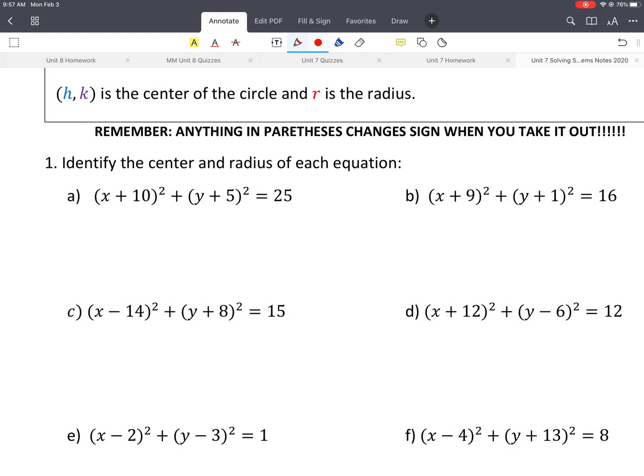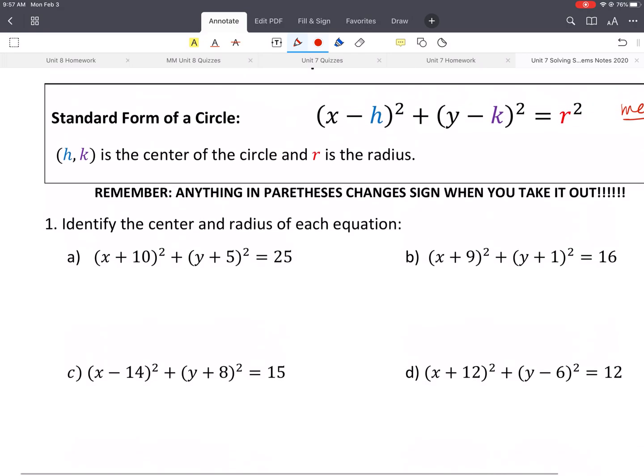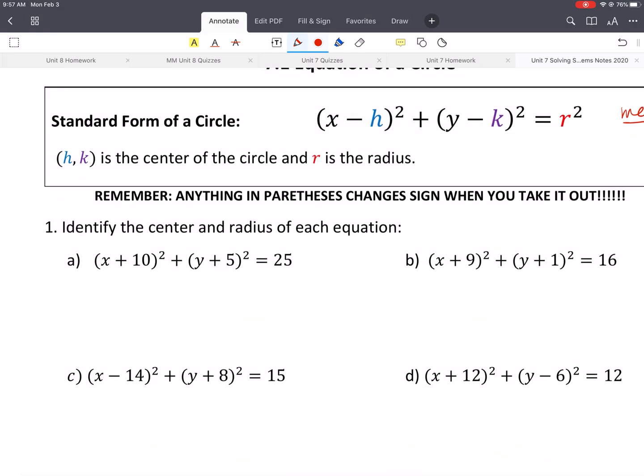So you'll have lots of problems and practice with that on the homework. But they want us to identify the center. Well, we know the center is h and k, right? But if you notice that the equation has a minus h and minus k, just like it was when we had vertex form or intercept form, whenever we take the h and k out, it's going to change its sign. Remember, anything in parentheses changes its sign when you take it out.